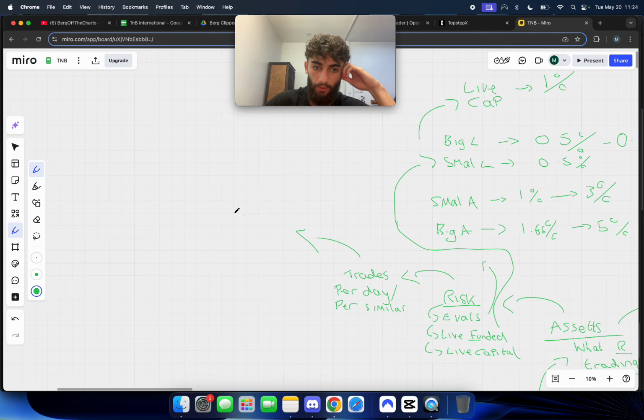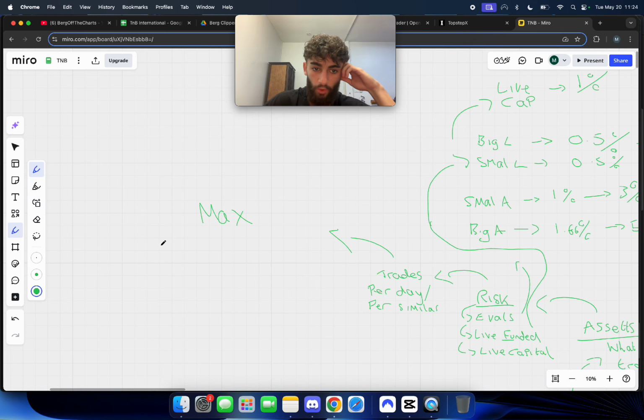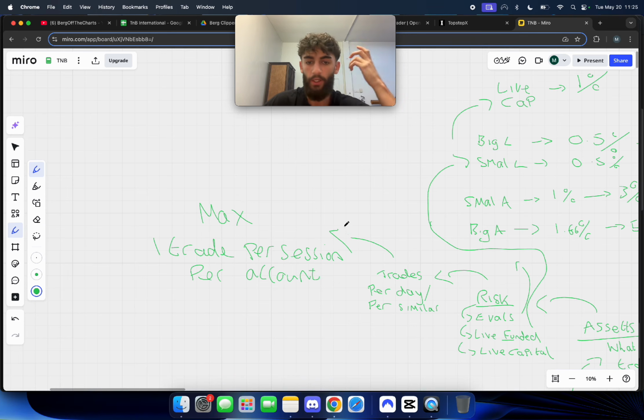And then I do max 1 trade per session per account. So if you've gotten a trade off on ACG in London session, you can still trade your top step in London session because it's not got a trade on. You know what I mean? So that's max 2 trades per day.